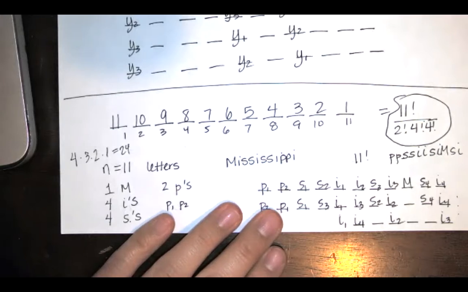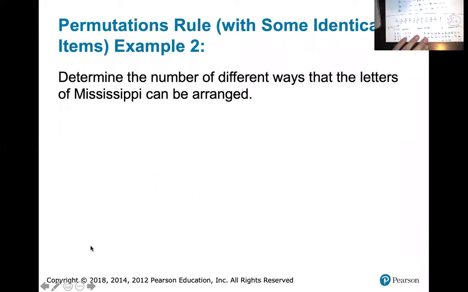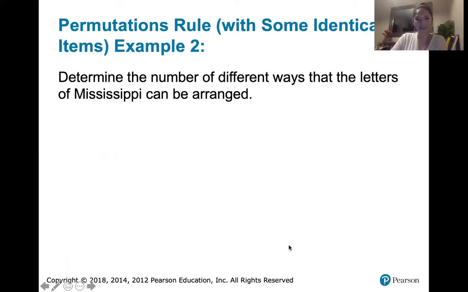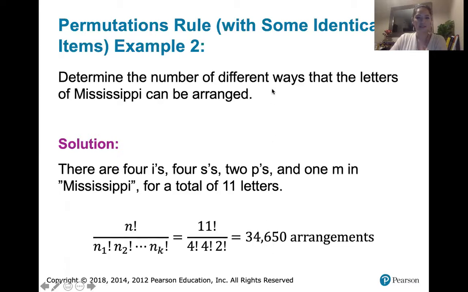So let's go back to our slides. Okay, I just use applying that formula. You've got 11 letters, 4 i's, 4 s's, and 2 p's. And if you actually work that out and do the division, you end up with 34,650 arrangements, which is significantly less than 11 factorial arrangements, which is what you would get if every single letter were unique. But since we don't have unique letters, we have to use this formula instead.